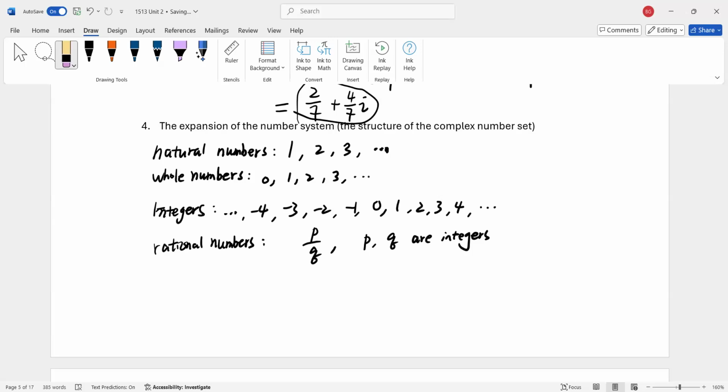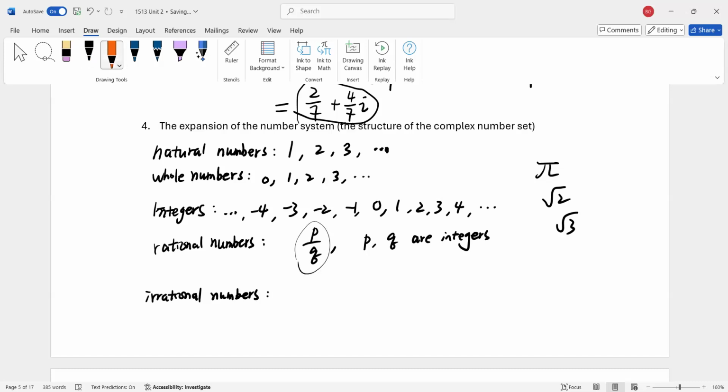And one day, people found out there are numbers that are not rational numbers. For example, they found pi, they found root 2, root 3. Those numbers are crazy numbers, and they are irrational numbers. Irrational numbers cannot be written in this form, all right?